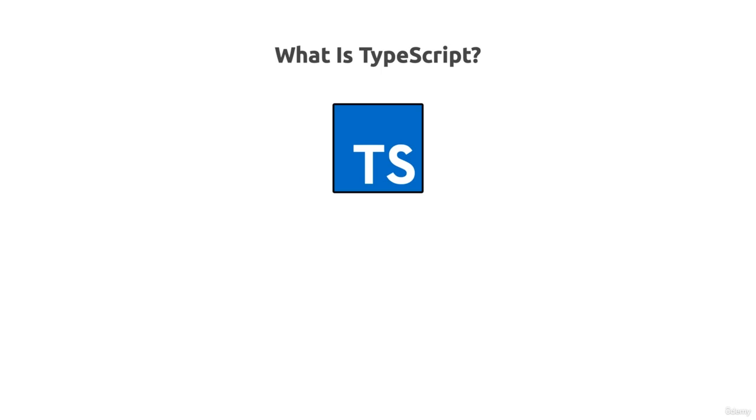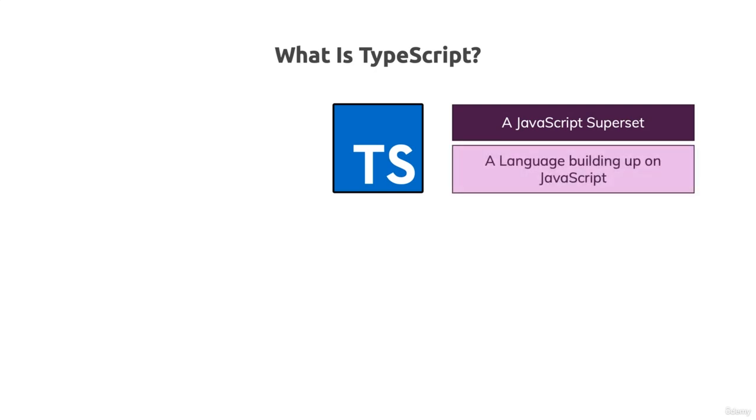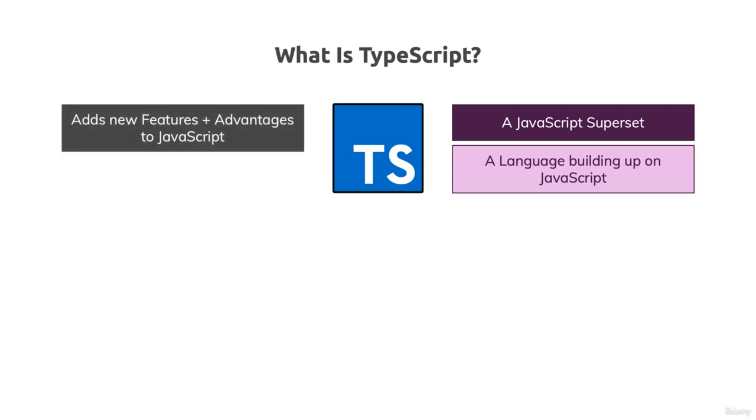So what is TypeScript? What is it all about? Why would we use it? TypeScript is a JavaScript superset. Now, what does this mean? It means that TypeScript is in the end a programming language, building up on JavaScript. It's not a brand new language. Instead, it takes the JavaScript language and adds new features and advantages to it. It makes writing JavaScript code easier and more powerful, you could say.